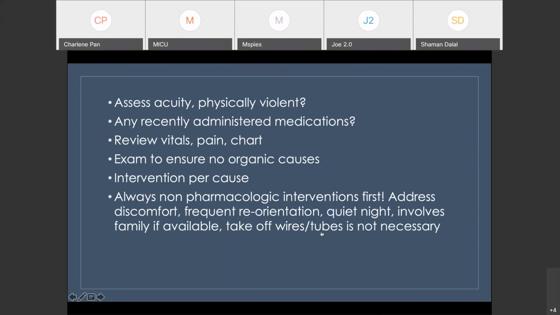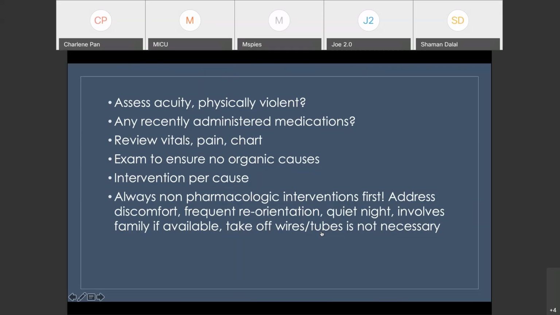And then like we mentioned, the intervention really depends on the underlying cause. Always try non-pharmacologic interventions first. So if you're working in 3C right now, you probably have heard about quiet night. It's basically letting the patient sleep at night. That's always a good approach when you know this is an older patient who comes to the hospital with delirium.